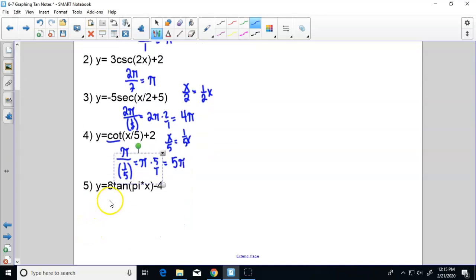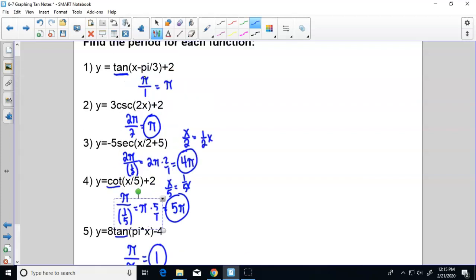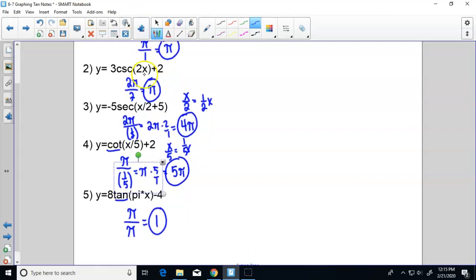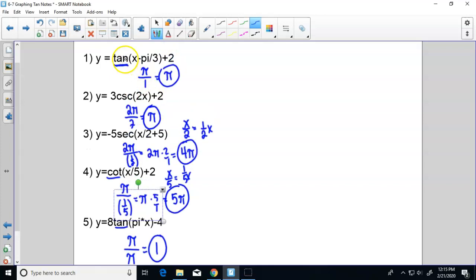For example 5, I've got tangent again, so that means that I'm starting from pi, not 2 pi, when I figure my period. And so I've got pi times x, so I'm going to divide by the number in front of that x, which is a pi, and pi divided by pi is just 1, so I would have a period of 1 for number 5. Okay. So the big thing to remember for tangent, cotangent, you have to use just pi divided by b, whereas for secant or cosecant, sine or cosine, you'll have 2 pi divided by b.